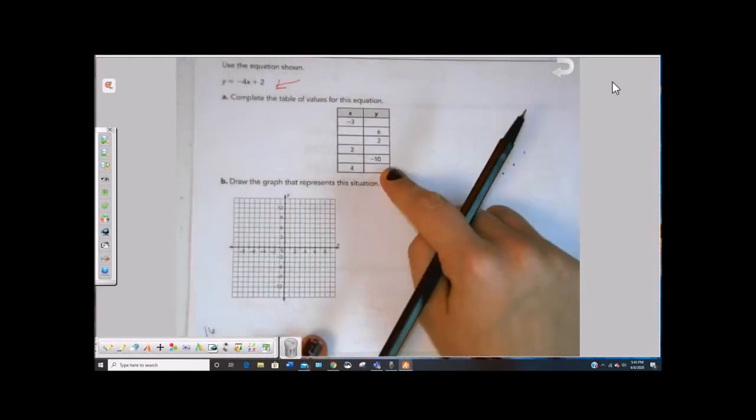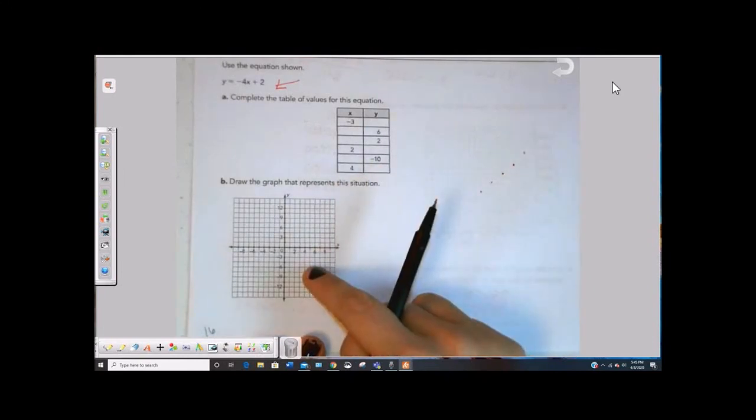Okay. The very last thing I want you to do on your own, you're just using this equation here to fill in this table and to graph. Okay, so that is on your own.